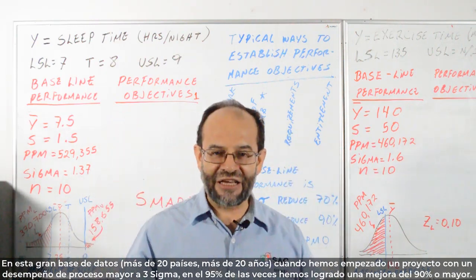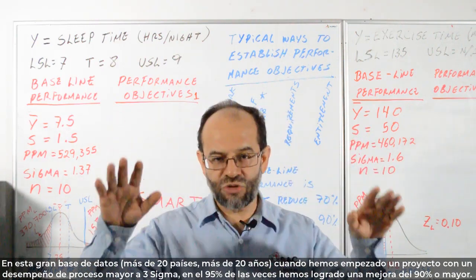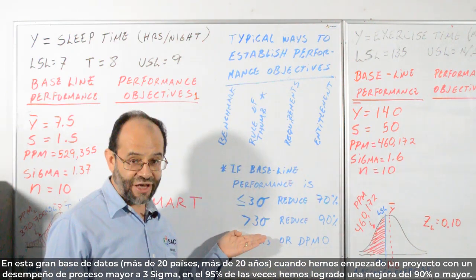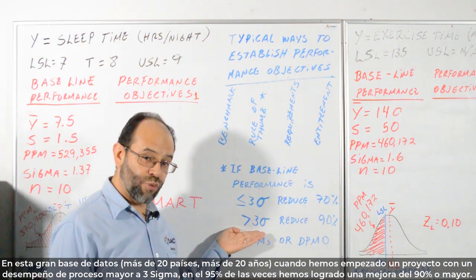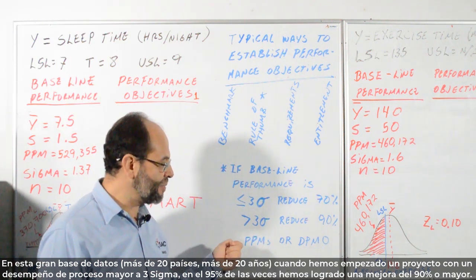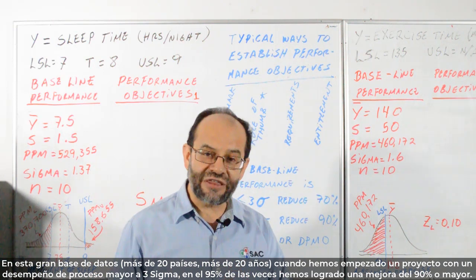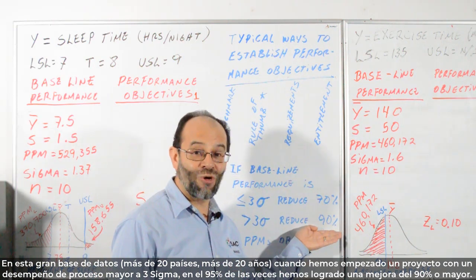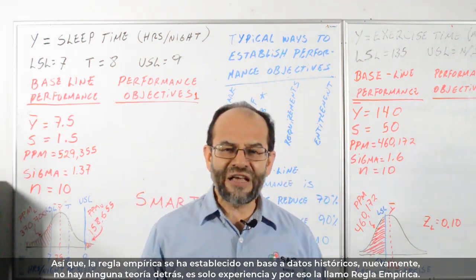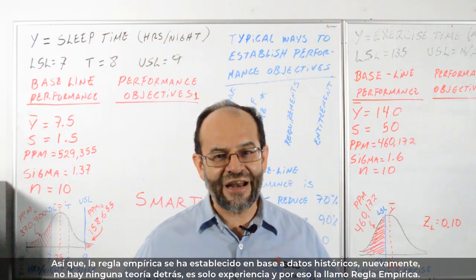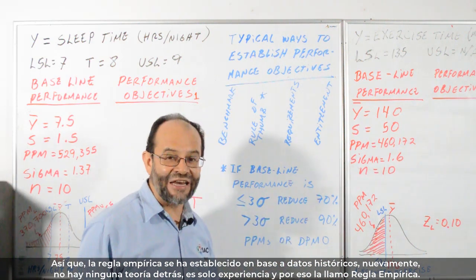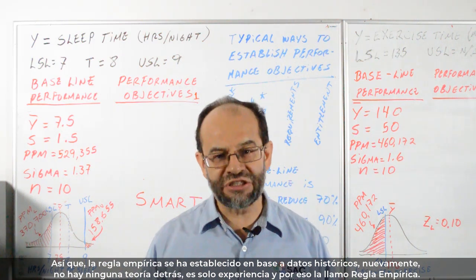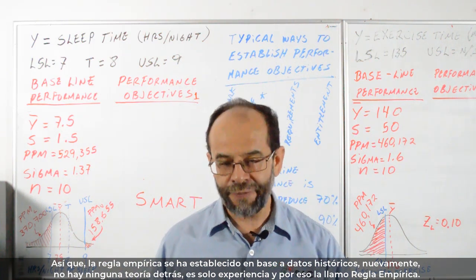In this big database, more than 20 countries, more than 20 years, when we started a project with a process performance greater than 3 sigma, in 95% of the cases we achieved an improvement of 90% or greater. So, basically, based on just historical data, that's how this rule of thumb has been established. Again, there's no theory behind it, it's just experience, and that's why I call it a rule of thumb.